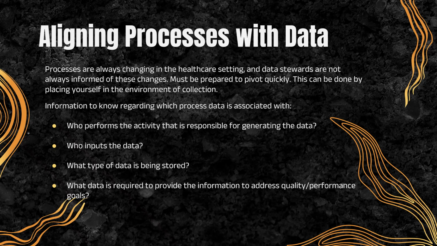The next thing is who inputs the data. Now, this might seem like a non-issue, but it's really important to understand, because going back to that data quality piece, if you know who inputs the data, you know who to ask if you see irregularities in the data itself. Also, you know who to pester if data is not being inputted. So there's two main things that go along with that one. The next is what type of data is being stored. This goes back to our previous slide. And then we have what data is required to provide the information to address quality or performance goals.